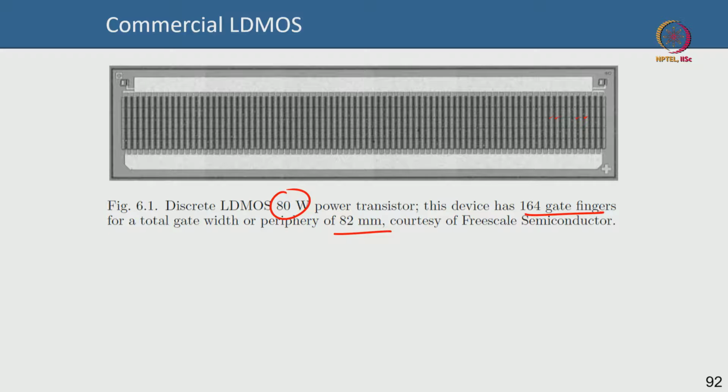So the power per unit gate width is less than 1 watt per millimeter. It's probably like 0.9 something watt per millimeter. Okay, this is from Freescale Semiconductor. This is an 80 watt LDMOS power transistor. I don't know the frequency here. It has to be less than typically 3.5 gigahertz. Okay, you can see that one of them will be the drain pad, one of them will be the gate pad. That's how it is, and the source of course is connected below.